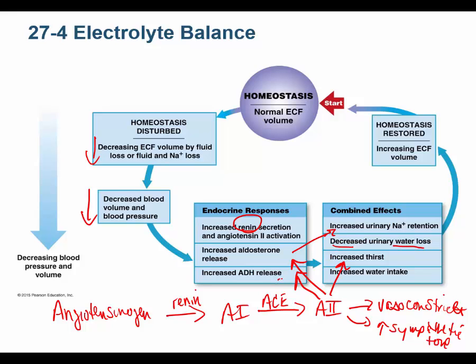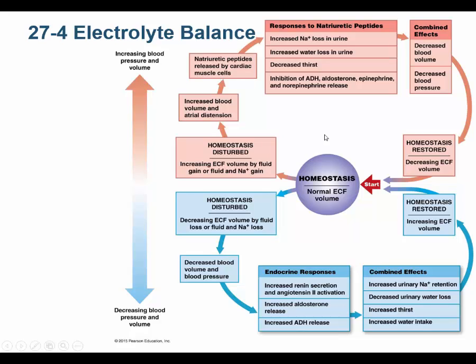What does ADH do? ADH goes to the kidneys and puts in aquaporins in the distal convoluted tubule and the collecting ducts and says reabsorb more water. So that's what all of this does. And the bottom line is you increase volume and increase pressure and you're good to go. This is the collage of what happens when we have either increased extracellular fluid volume or decreased extracellular fluid volume.